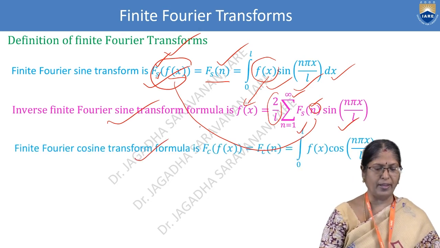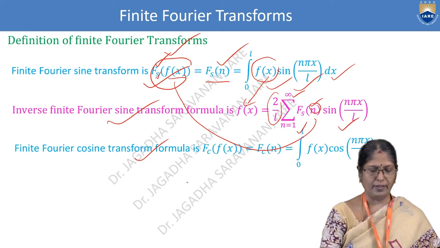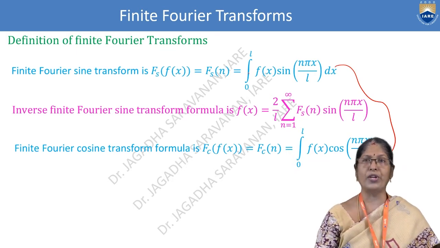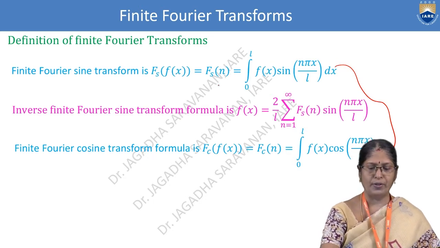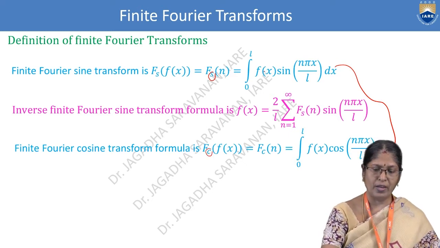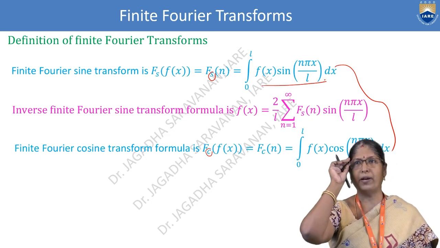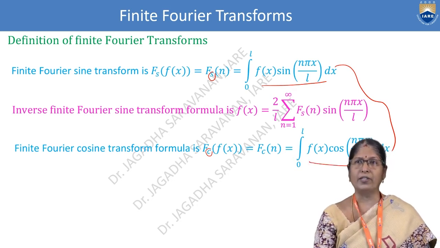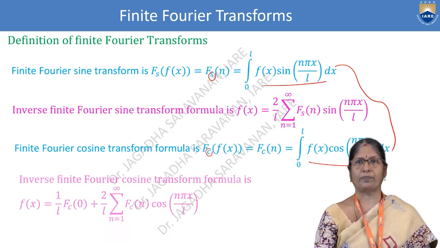The next formula is the finite Fourier cosine transform formula. If we do a comparison study between the finite Fourier sine transform and the finite Fourier cosine transform, just the s is replaced by c. So here also the integral from 0 to L of f of x is multiplied by cos of n pi x by L dx.